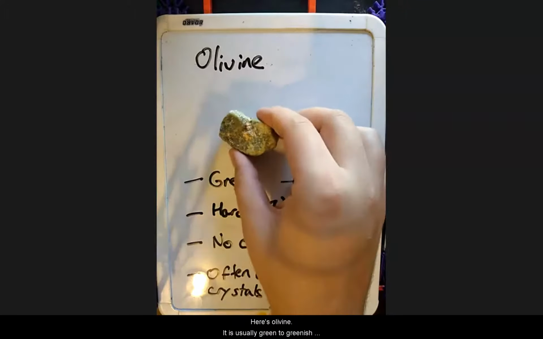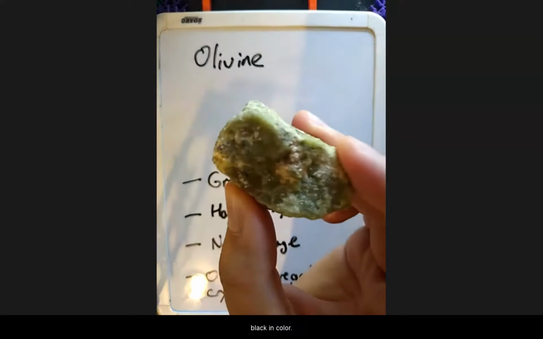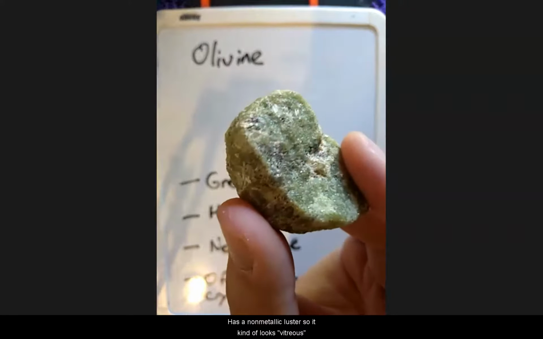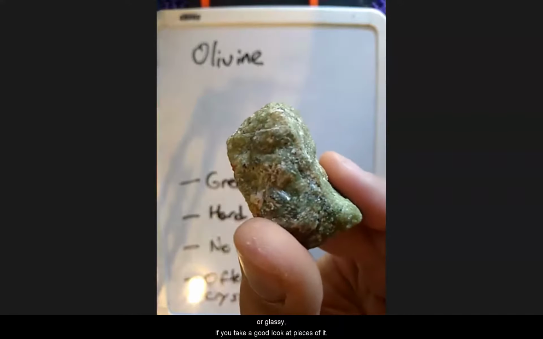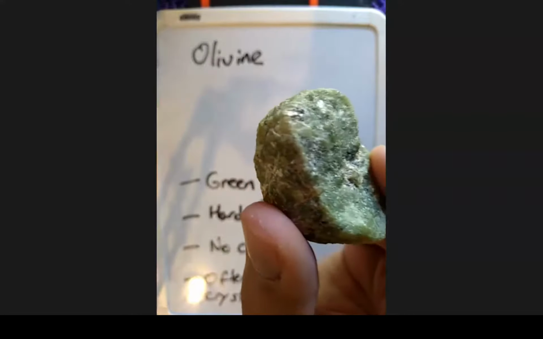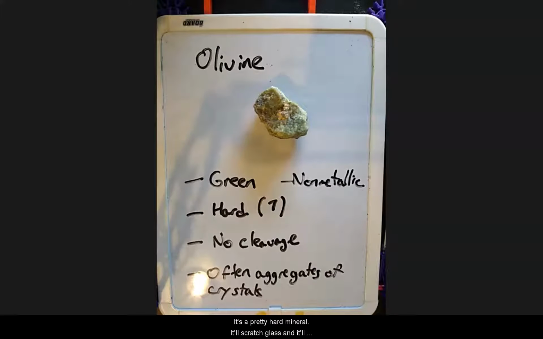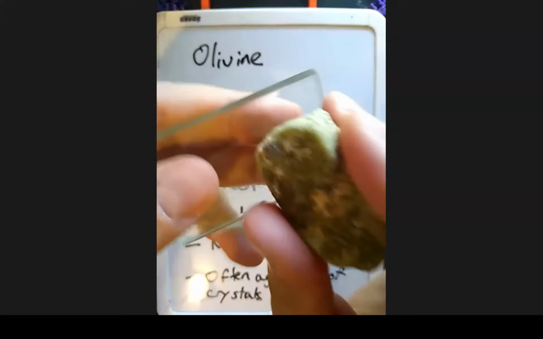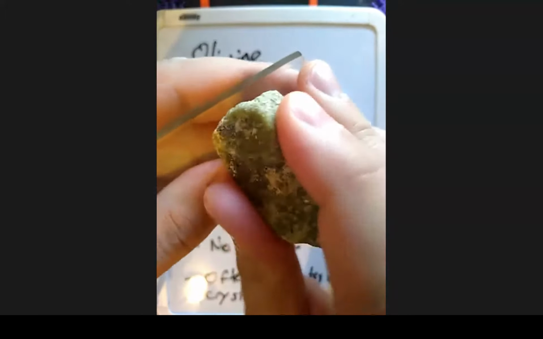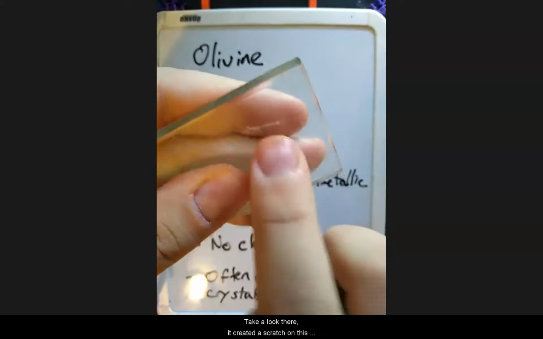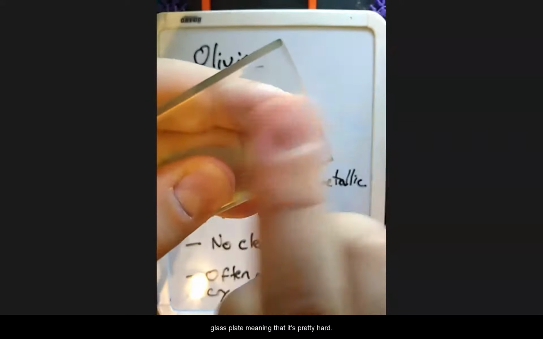Here's olivine. It is usually green to greenish black in color. It has a non-metallic luster, so it looks vitreous or glassy if you take a good look at pieces of it, but it doesn't shine like a metal does. It's a pretty hard mineral. It'll scratch glass, and it'll scratch a lot of the other minerals that we're looking at. Take a look there, it created a scratch on this glass plate, meaning that it's pretty hard.